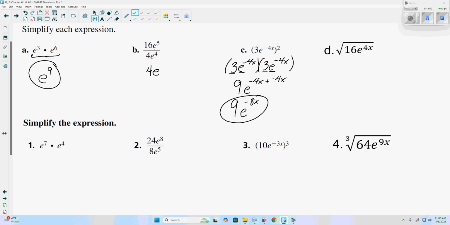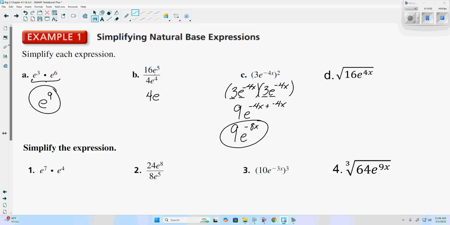Now, one of the nice properties with our powers of powers, really this would be considered a part of powers of a product. Power of a product states that (m times n) to the x is equal to m to the x times n to the x. We can apply that power to both terms. And when we have powers of powers, they multiply.